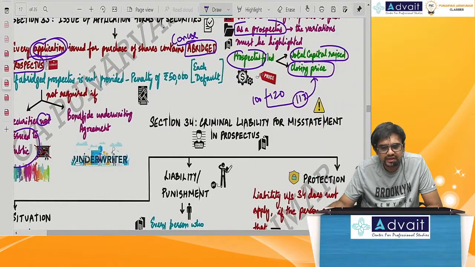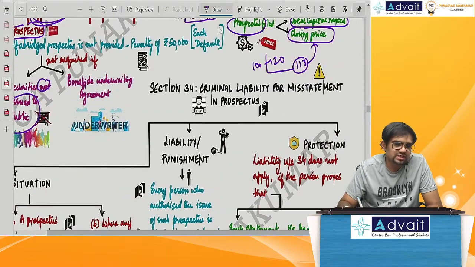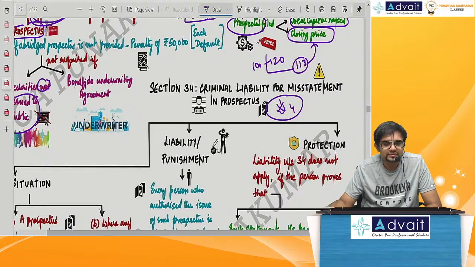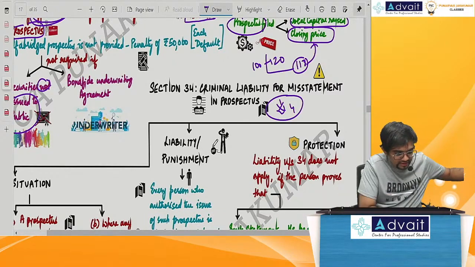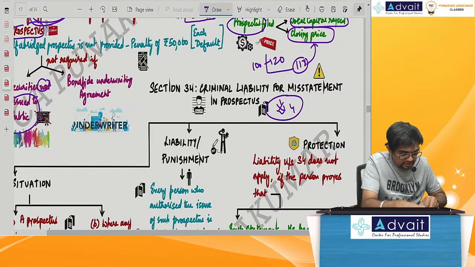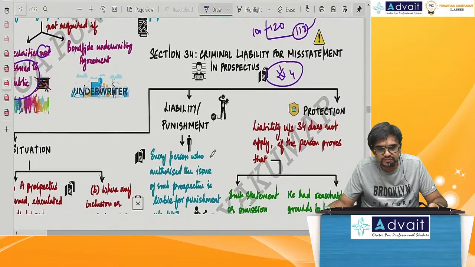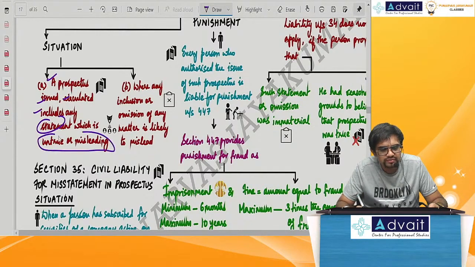Now, the important area that we have to consider is section 34, criminal liability for misstatement in prospectus. Generally, they have asked this for around 4 marks. They keep asking, what is the criminal liability for a person misstating the prospectus? What will happen if you create this misstatement? Now, coming to this situation: prospectus issued, circulated, that includes a statement which is untrue or misleading.